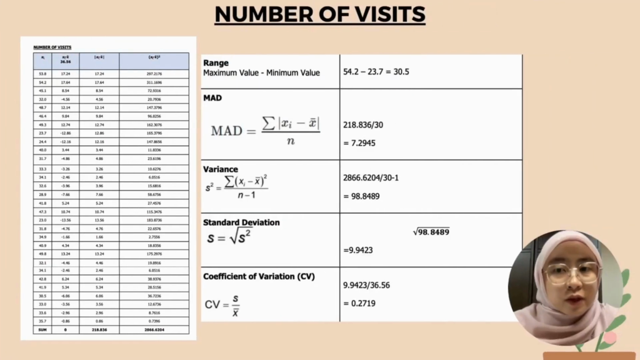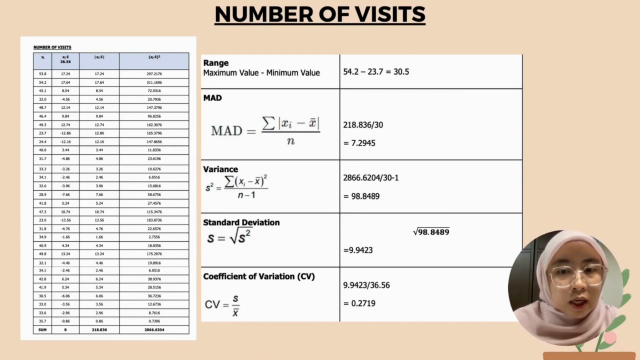I will present about calculating and comparing measures of dispersion between the two metrics. So for the number of visits, we calculate the range, maximum value minus minimum value. We get 30.5. So for the MAD, 218.836 divided by 30, we get 7.2945.